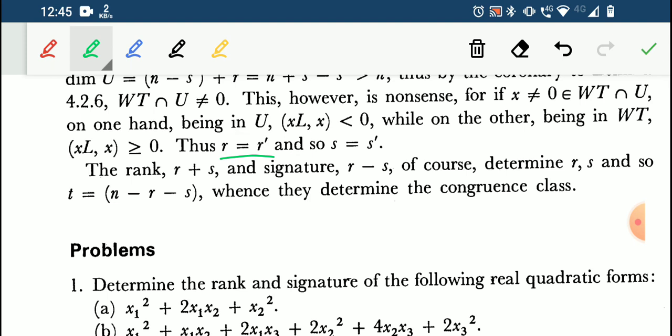So whatever we thought, that r is less than r dash, is wrong. R is equal to r dash and s is equal to s dash. The rank is r plus s and the signature is r minus s. Of course, this determines r and s, and so T is equal to this one. It determines the congruence classes, so it depends on r plus s and r minus s. So that finishes this theorem.